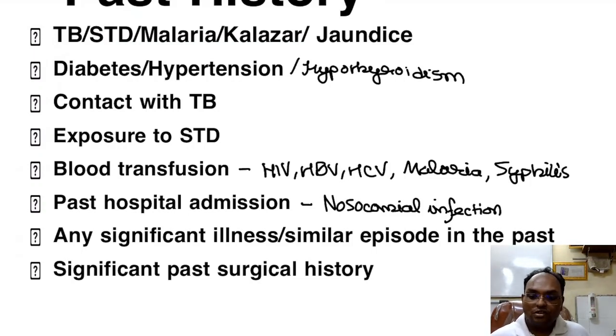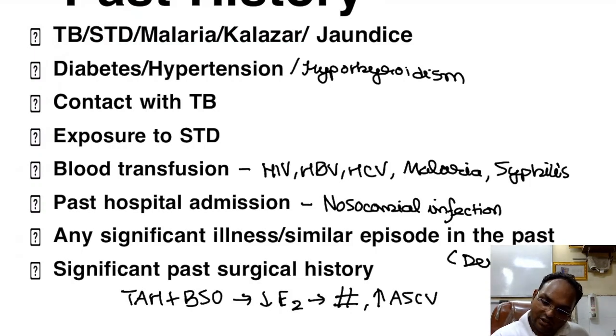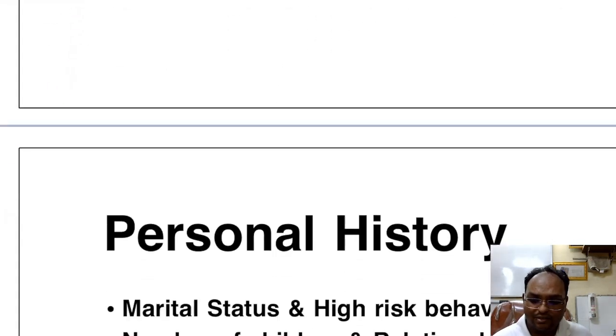Any significant illness or similar history in the past, which is very important for demyelinating diseases. Any past surgical history, like THBSO, can lead to features of hypoestrogenemia, can lead to recurrent osteoporotic fractures and increase in atherosclerotic cardiovascular disease, ASCVD, apart from hot flushes, genital atrophy, and similar symptoms.